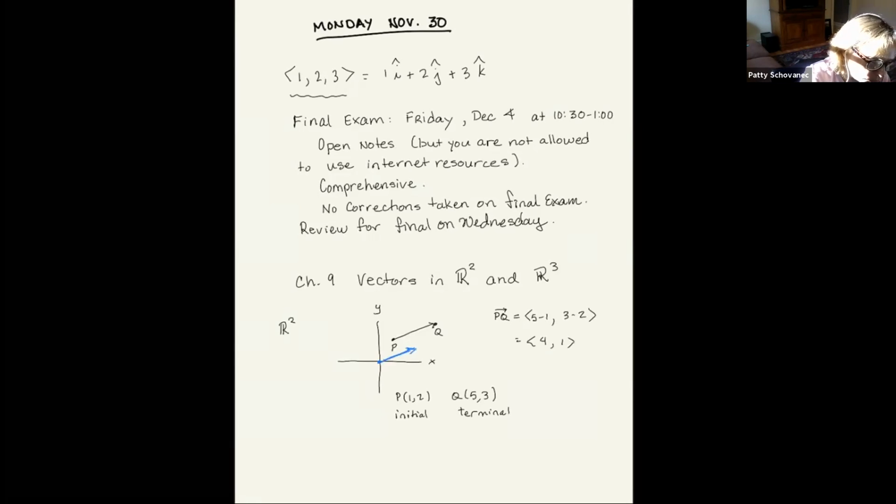parallel to vector PQ. So I'm going to call this the position vector associated with PQ. It has the same length, it just has its initial point at 0, 0 and its terminal point at the ordered pair given by that. We also have a couple of vectors called the standard position vectors or the standard basis vectors.